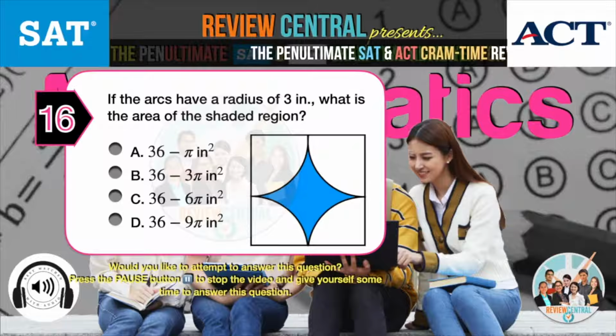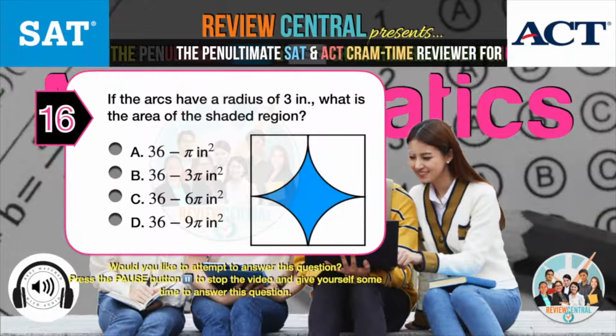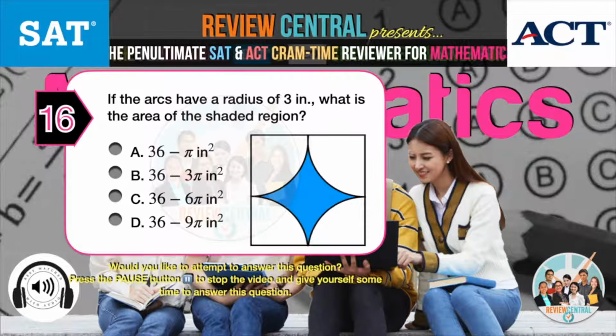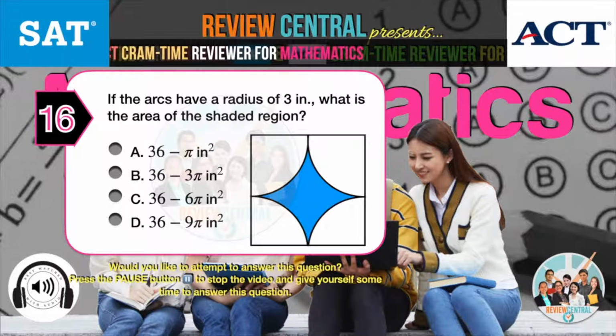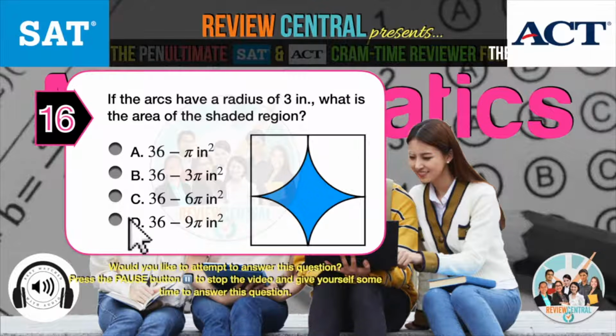Question number 16. If the arcs have a radius of 3 inches, what is the area of the shaded region? A. 36 minus pi. B. 36 minus 3 pi. C. 36 minus 6 pi. D. 36 minus 9 pi. The correct answer is D.